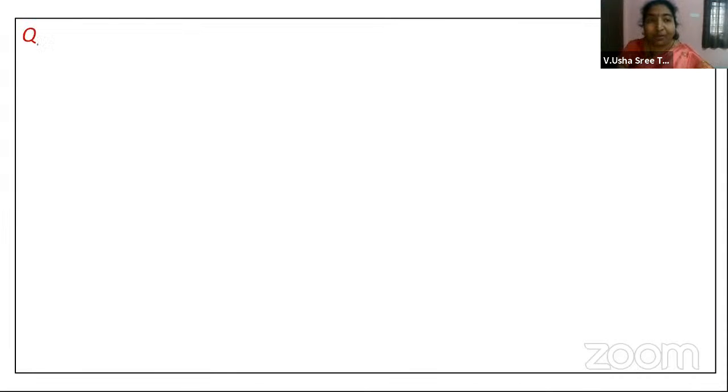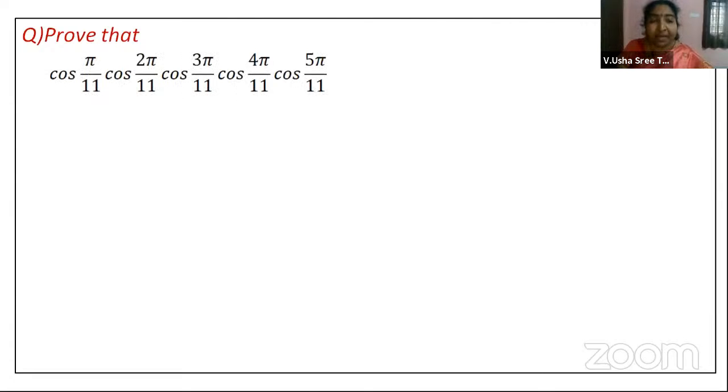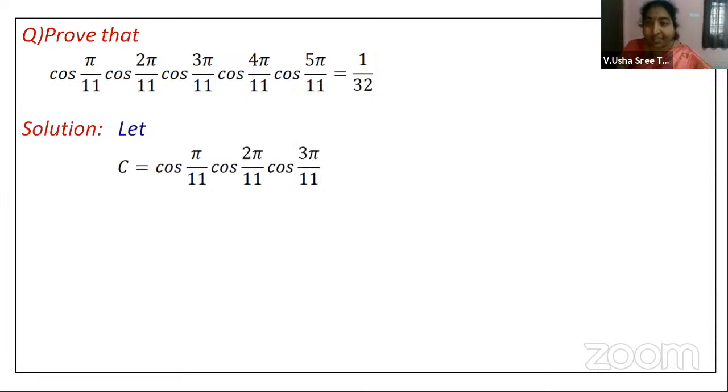Now, we'll go with another important question, which will be generally given for 4 marks, children. Now, prove that cos pi by 11, cos 2 pi by 11, cos 3 pi by 11, cos 4 pi by 11, cos 5 pi by 11 is equal to 1 by 32. Now, to prove this problem, let us start by taking the LHS. And just for our convenience, we will name the LHS part as C.